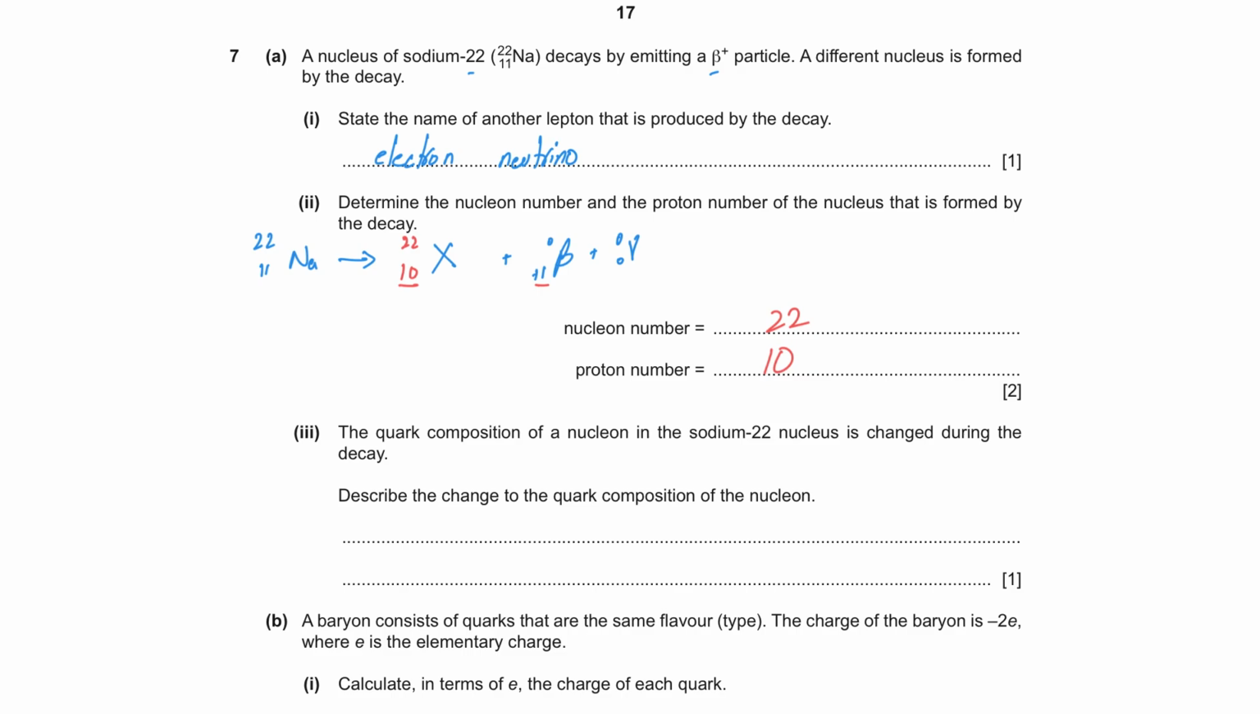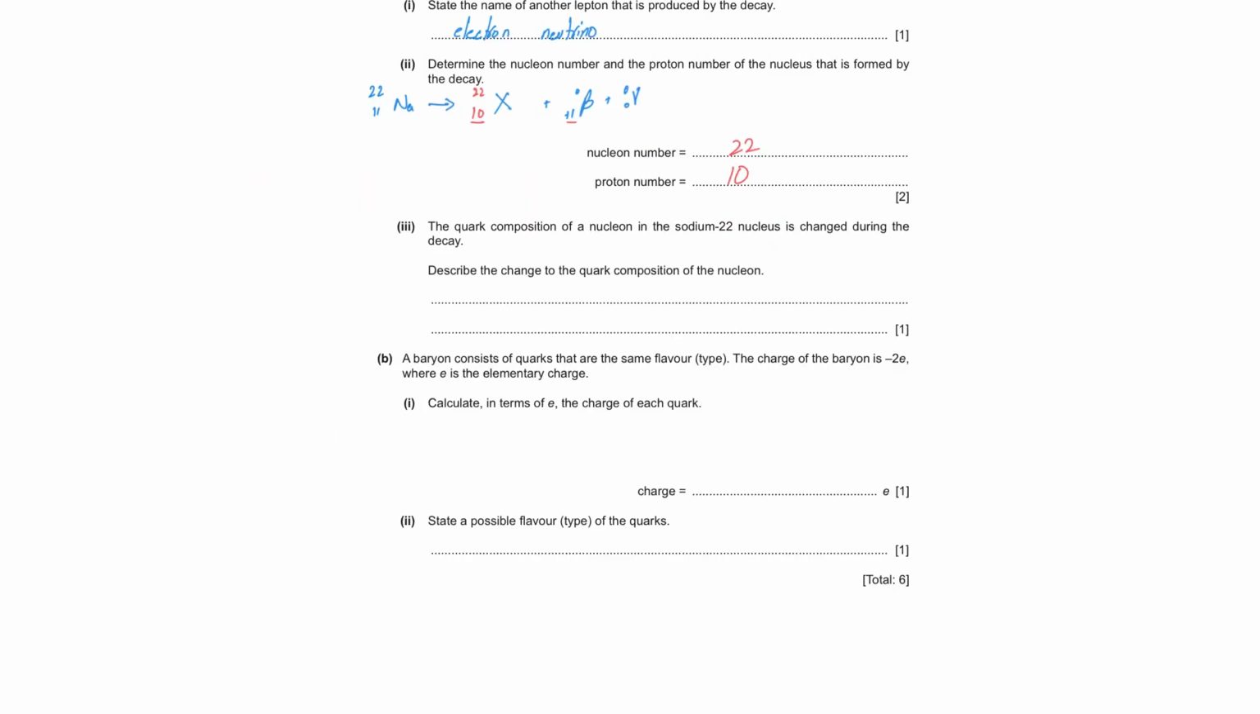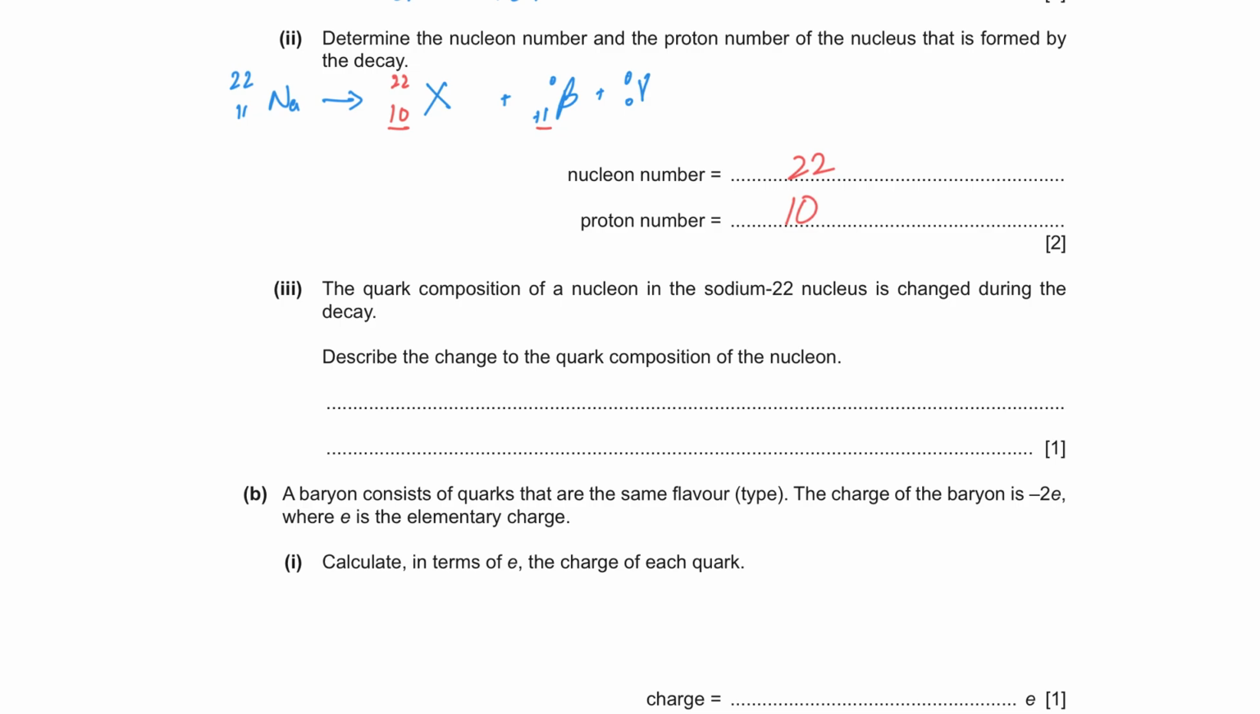Part 3 says the quark composition of a nucleon in the sodium 22 nucleus is changed during the decay. Describe the change to the quark composition of the nucleon. Now, whenever you have a beta plus decay, the up, up, down quark composition changes into up, down, down. Basically, one up changes into a down.